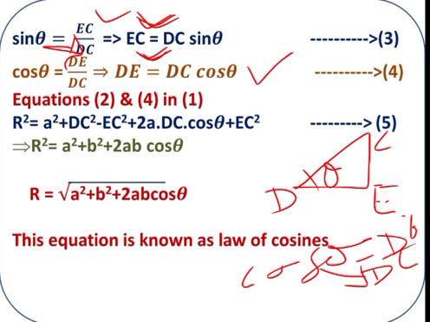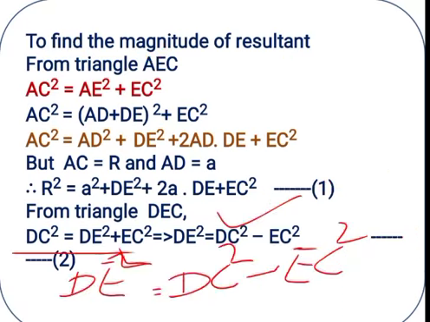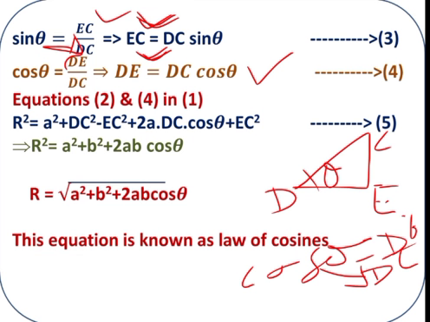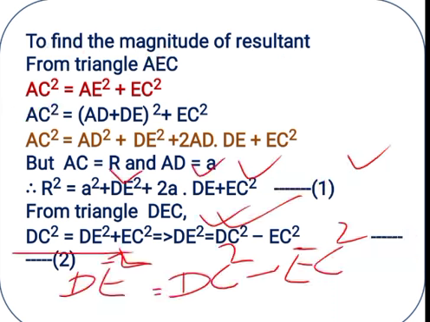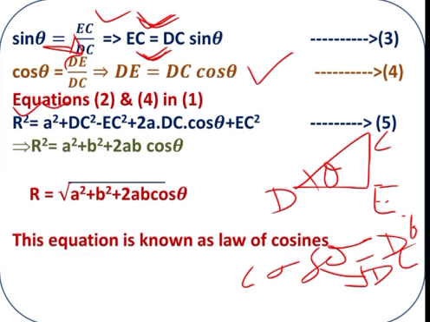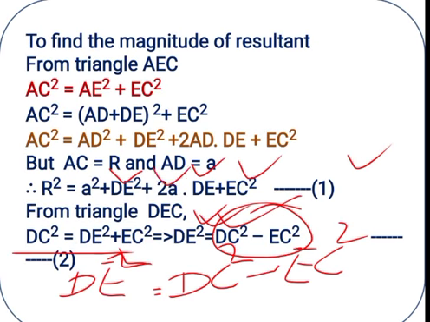Equation 2 and 4 in 1. Which one is 1? This is equation number 1, resultant vector R. We have to substitute the DE square value and EC square value. Okay. Now, substitute the values of DE and EC. So, R square is equal to a square as it is. DC square minus EC square is nothing but DE square. So, already we know this, DE square. So, substitute the value of DE. DE is nothing but DC square minus EC square, plus 2a as it is. Okay.